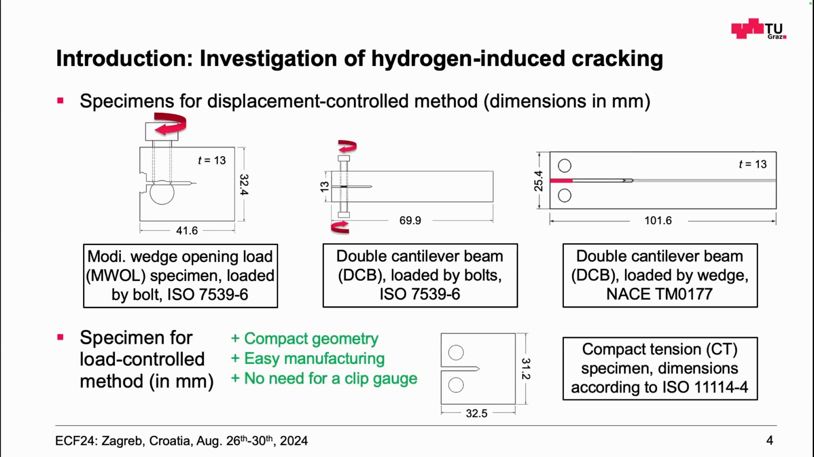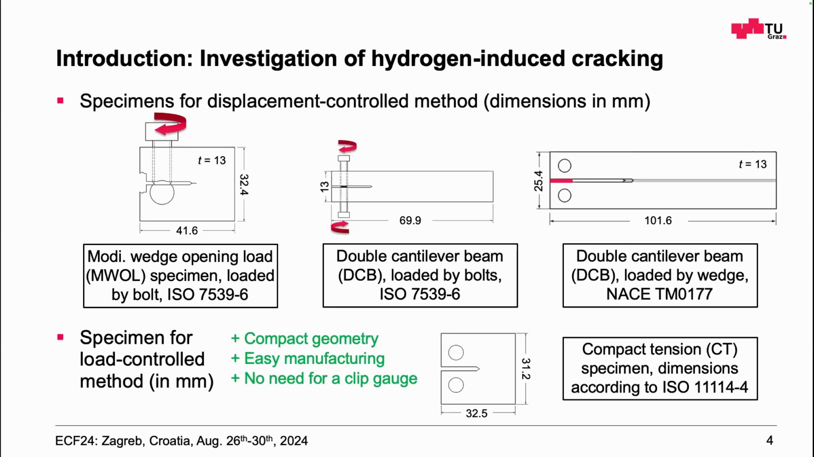And therefore, our idea was, even if these samples are not that big, to use even smaller samples, which are also standardized. These are the so-called compact tension samples, but these are standardized for load control methods and not for displacement control methods. The advantage of these small samples is that they have a very compact geometry. The manufacturing is much easier.